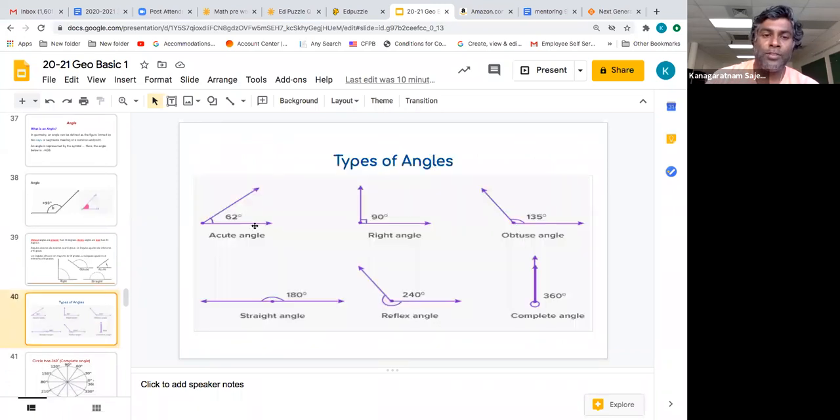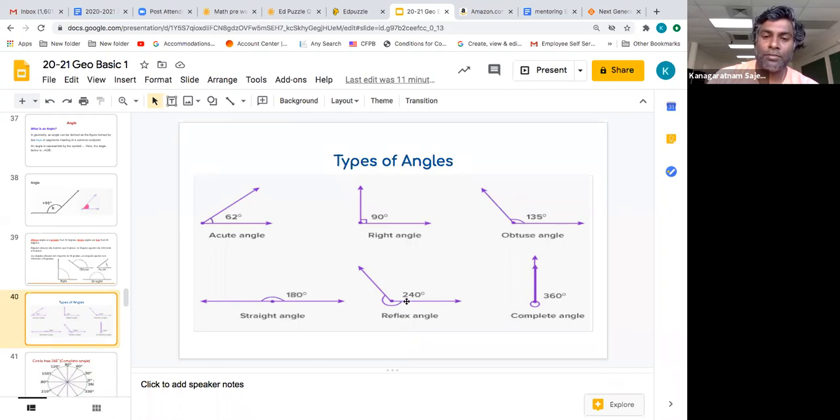Here are some types of angles with their measurements. An acute angle of 62 degrees is less than 90 degrees. Did you see the little bubble sign over here? That's the symbol for degree. If you don't write the word degree, you can put that symbol. A right angle is 90 degrees. An obtuse angle of 135 degrees is more than 90 degrees. For a straight angle, you take 90 degrees over here and another 90 degrees over here, and together it's 180 degrees.